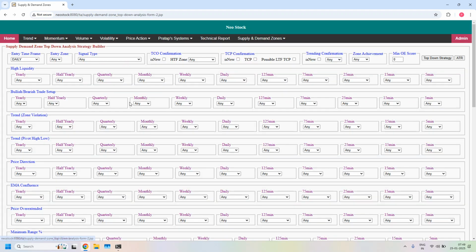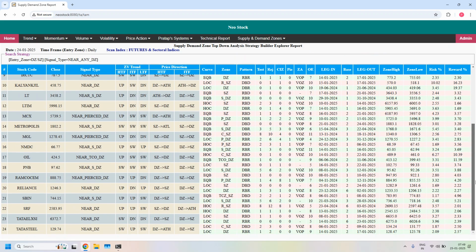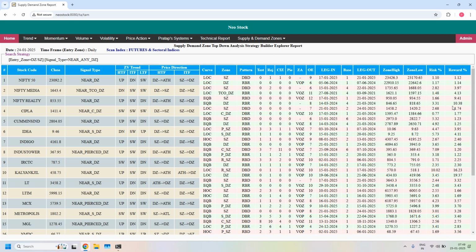Next time frame is daily. Entry time frame daily. Let us find the stocks near daily demand zone. We got a big list. So 24 stocks are filtered near the daily demand zone. First 15 stocks you are seeing in this list.